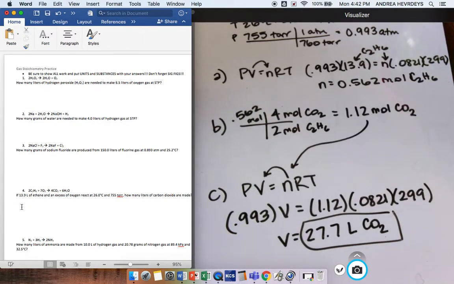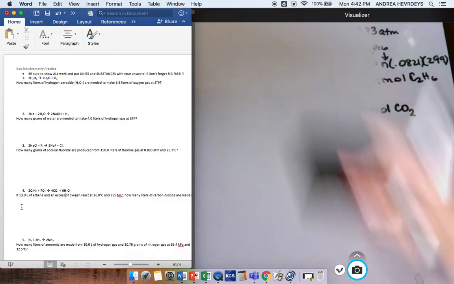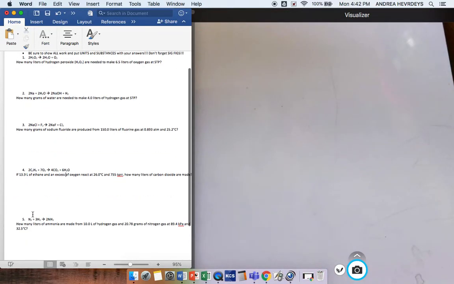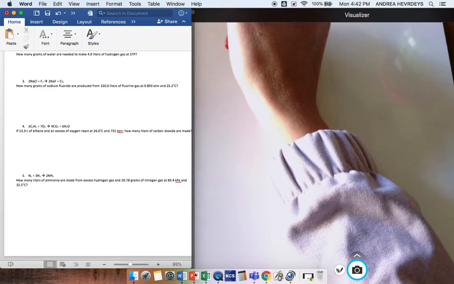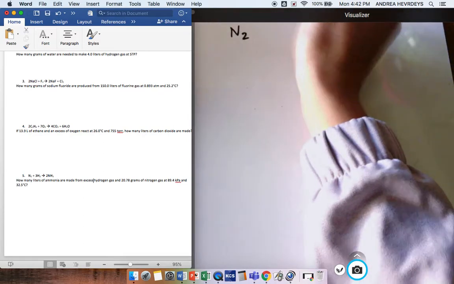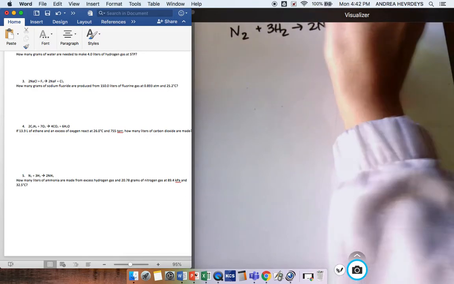The same mistake has happened again in number 5 with limiting reactants. And so let me erase this, and we're going to change some words over here on the side. It says how many liters of ammonia are made from excess hydrogen gas and 20.78 grams of nitrogen gas at 89.4 kilopascals and 32.5 degrees Celsius. And so we're going to work on our balanced equation: N2 plus 3 moles of H2 yield 2 moles of ammonia, NH3.